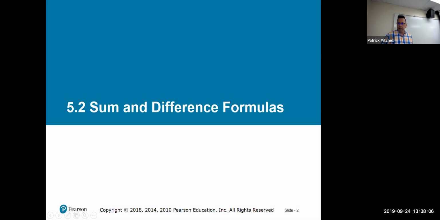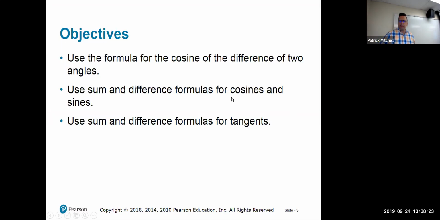We are at 5.2, which is sum and difference formulas. This will show you how to find the sine or the cosine or the tangent even of the sum of two angles or the difference of two angles. They start off with the formula for the cosine of the difference, and then they show you the other sum and difference formulas. So there is a sum formula for sine, a difference formula for sine, same thing for cosine, a sum formula and a difference formula. And then I will probably just touch briefly on the sum and difference formulas for tangents.